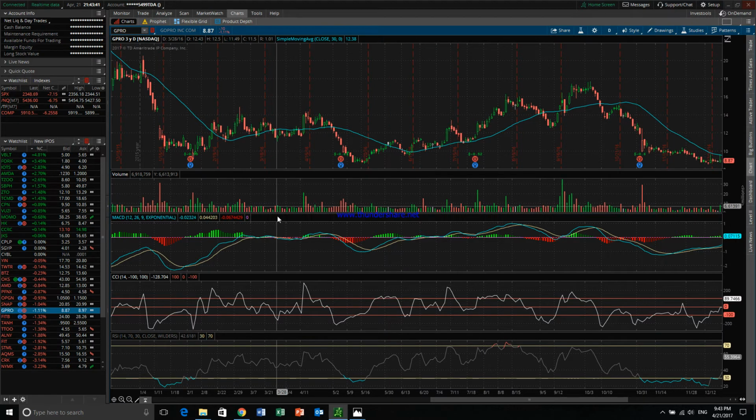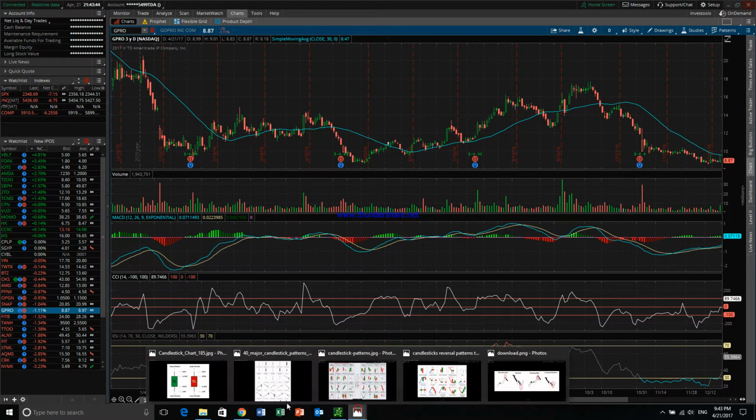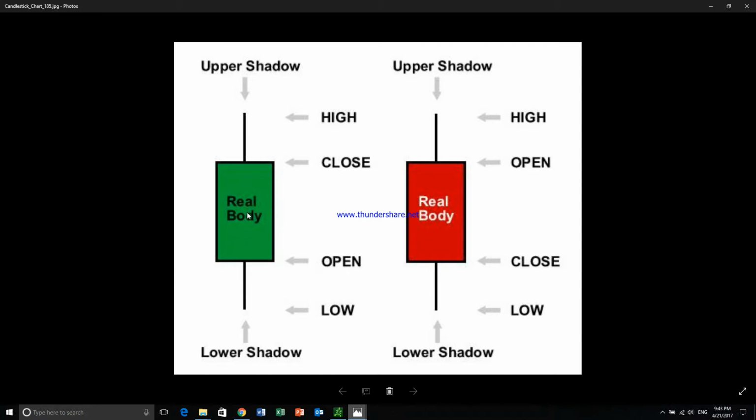So let's go over the candles a little bit deeper. These are the candles basically. The green one represents a bullish candle where buyers are taking over, and the red one represents a bearish candle where the sellers are taking over. And this is the body. For the green one, the open is at the bottom and the close is at the top. The red one is the opposite, where it opens at the top and closes at the bottom. And these are the tails.